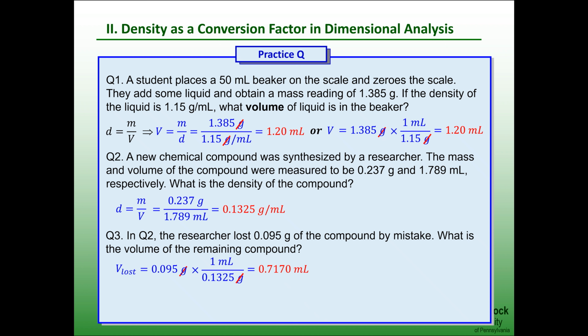Now, we subtract this from the original volume. The volume of the compound that remained is 1.789 milliliters minus 0.7170 milliliters, which is 1.072 milliliters. So after the loss, the researcher has 1.072 milliliters of the compound left.